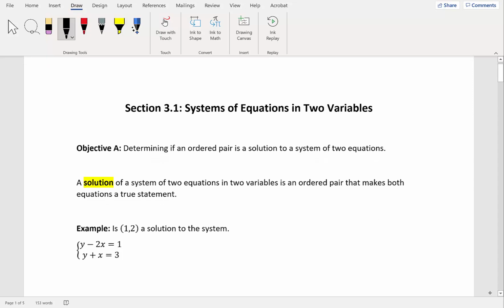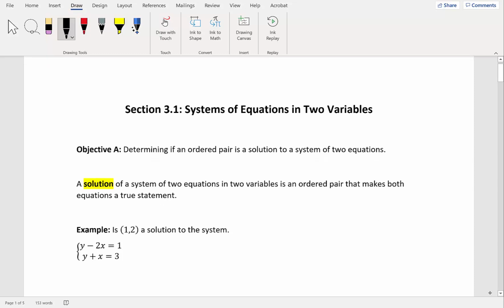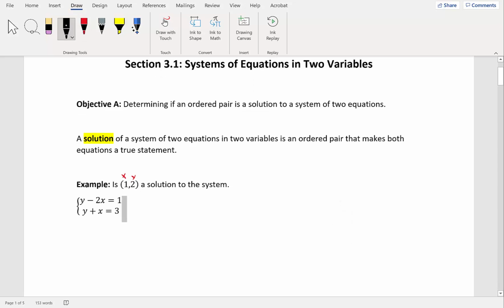Okay. So let's take a look at the first example. Is the ordered pair (1, 2) a solution to the system? Now just remember, whenever we have an ordered pair, the first number in the ordered pair is our x, and the second number is our y. So we want to check to see if it's a solution to the system. In order for this ordered pair to be a solution to the system, it has to make both of those equations a true statement. So let's go ahead and start plugging it in.